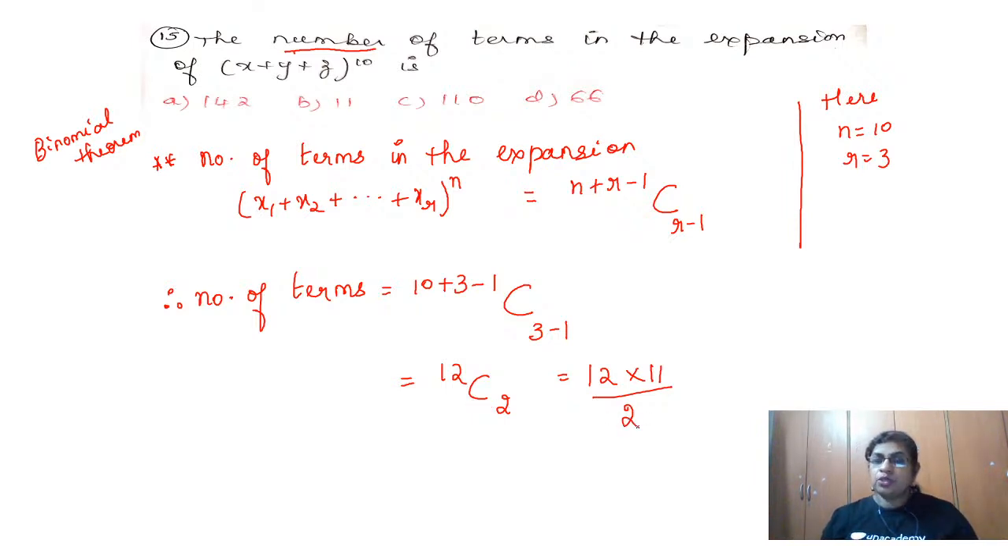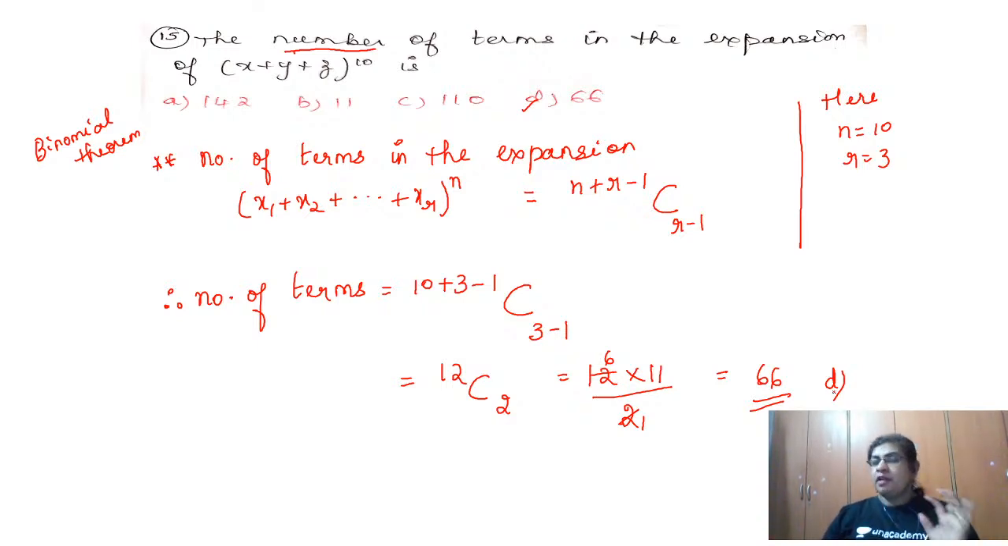So it is 2 into 1. 2 ones are 2, 2 sixes are 12. So 11 into 6, we are getting 66. And 66 is which option? Option number D is our right option. Hope this idea is clear.